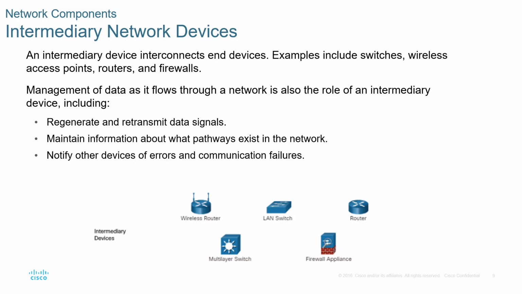An intermediary device interconnects end devices, such as switches, wireless access points, routers, and firewalls. Management of data as it flows through a network is also the role of an intermediary device, including the following: regenerate and retransmit data signals. Maintain information about what pathways exist in the network. Notify other devices of errors and communication failures. All those are network components for intermediary network devices.